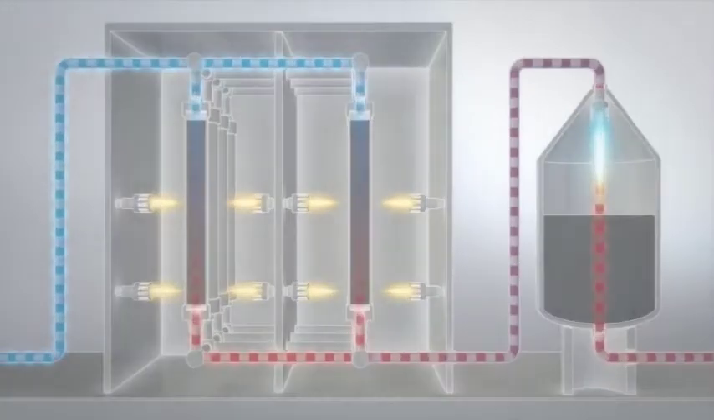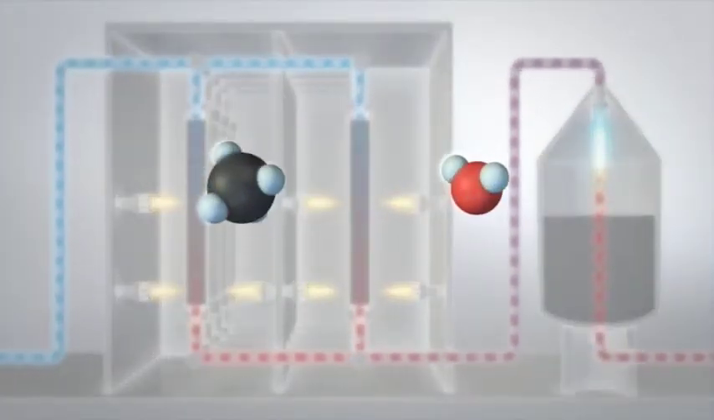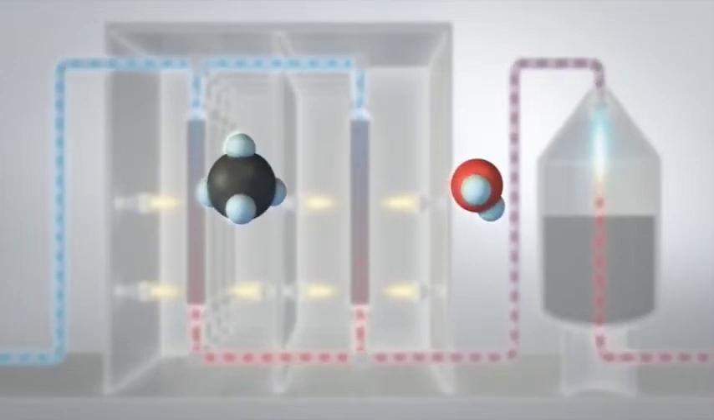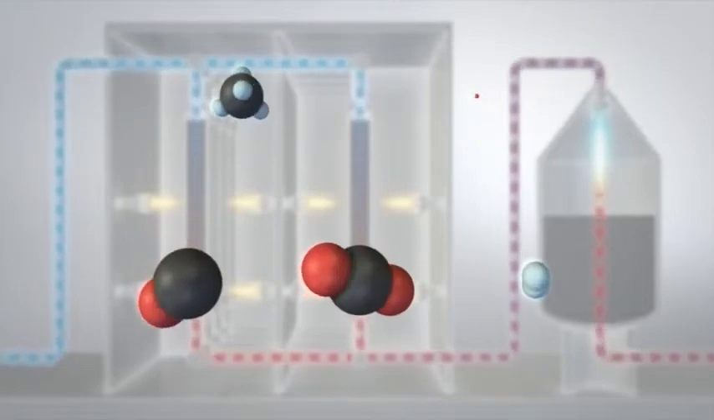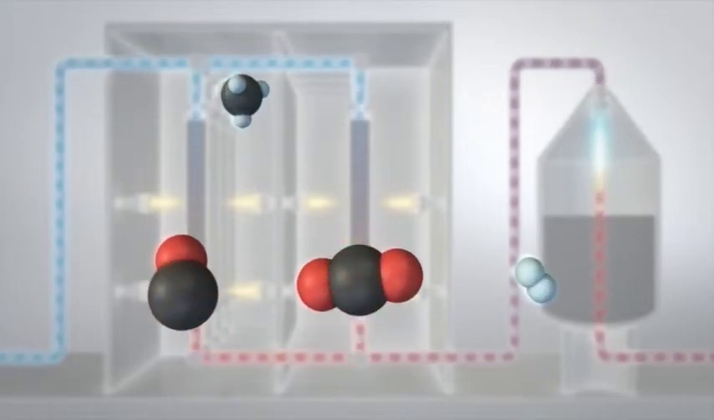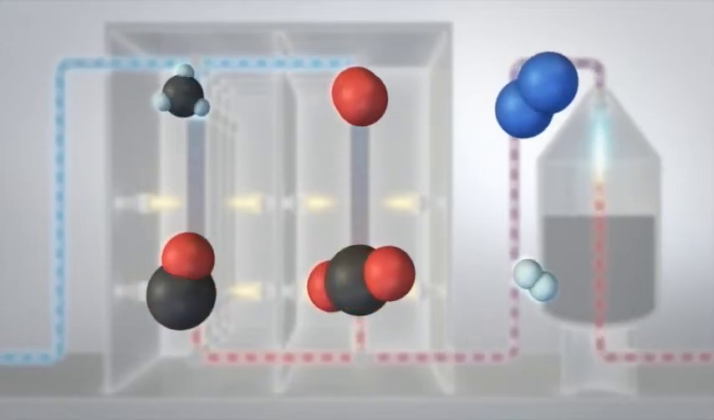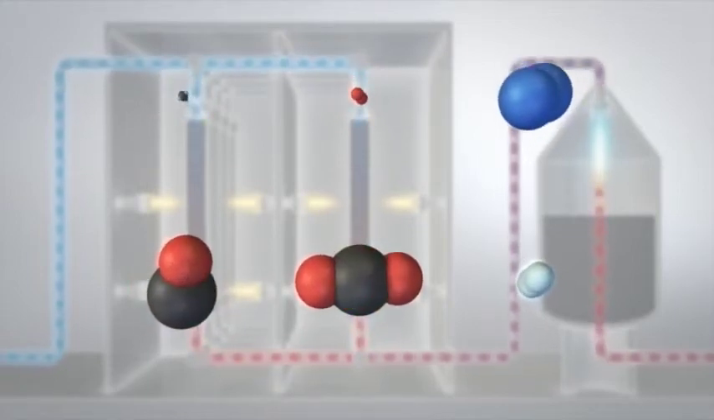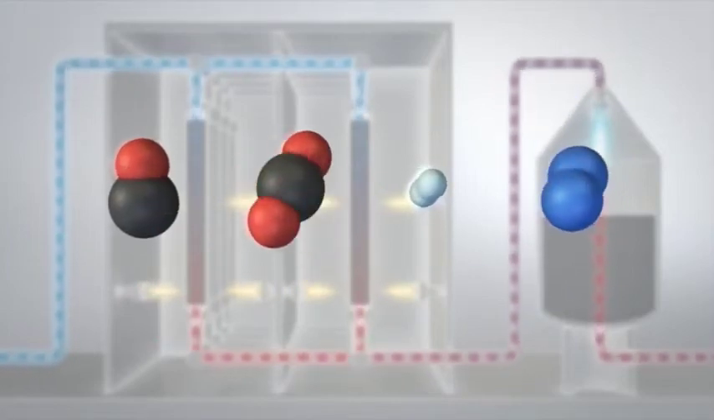In the primary reformer, first the natural gas methane is heated together with steam to about 800 degrees centigrade and is thereby converted into a mixture of carbon monoxide, carbon dioxide, and hydrogen. In the downstream secondary reformer, air is then added and the remaining methane gas is converted at above 1000 degrees centigrade by means of catalysts, and nitrogen is added.